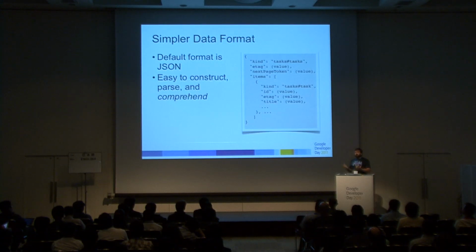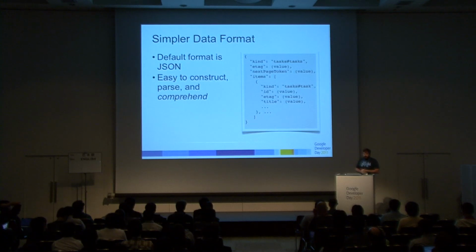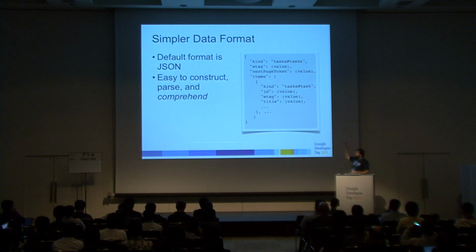E-tags are versions. We use this for caching, and we also use it for concurrency control. The next page token is a cursor for retrieving subsequent pages of results when you have a lot of entries. And items, in this case, is just a collection of different tasks. And then each one of those would have the same attributes as well as those attributes that are specific to the type of data. So in this case, a task has a title. You can look at this and you can understand it pretty easily, something that you didn't have with the old GData protocols.